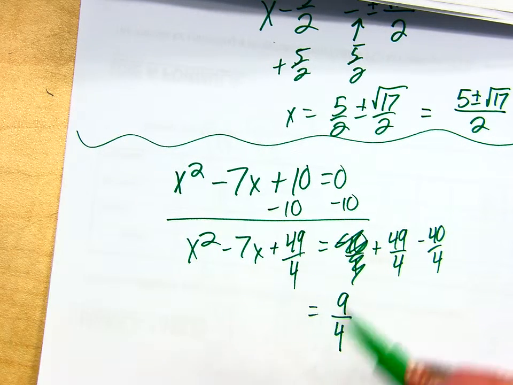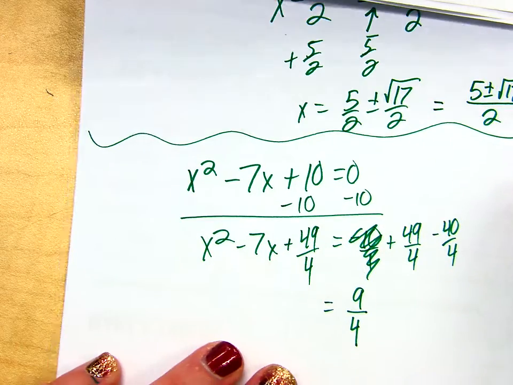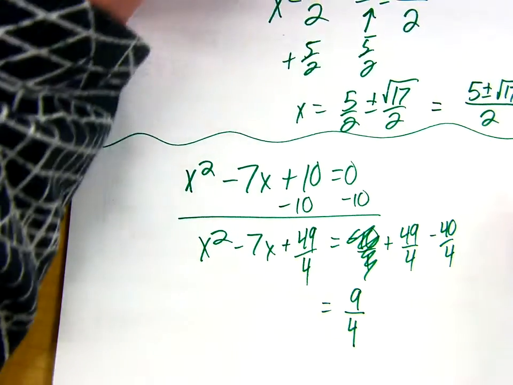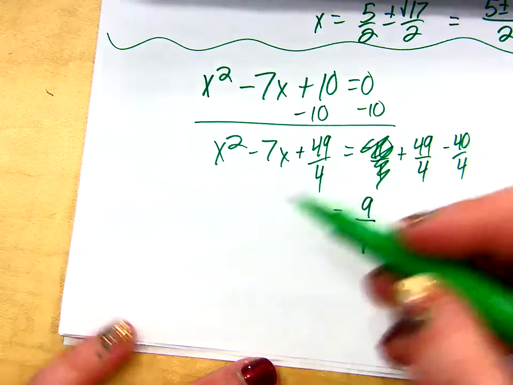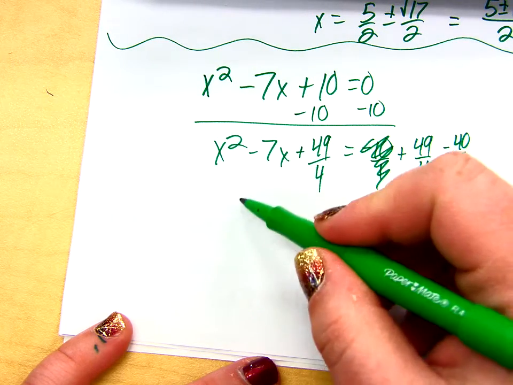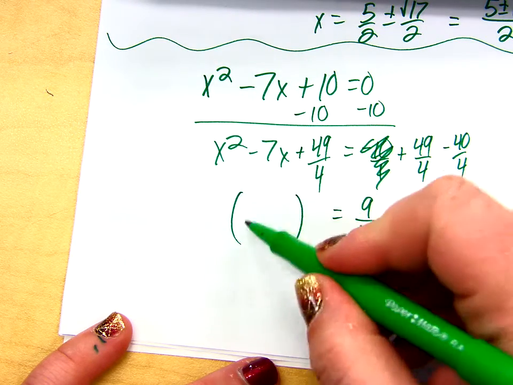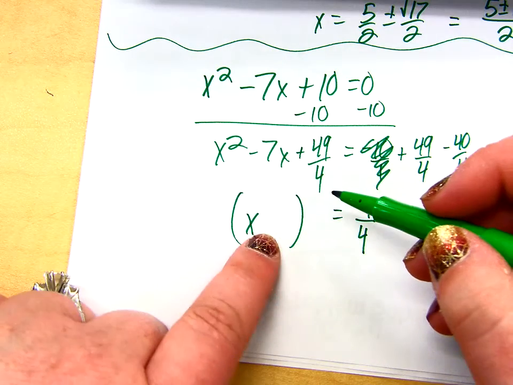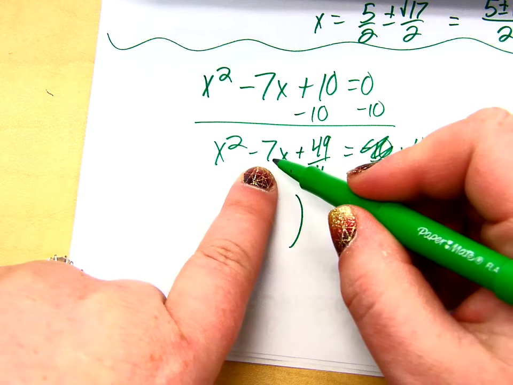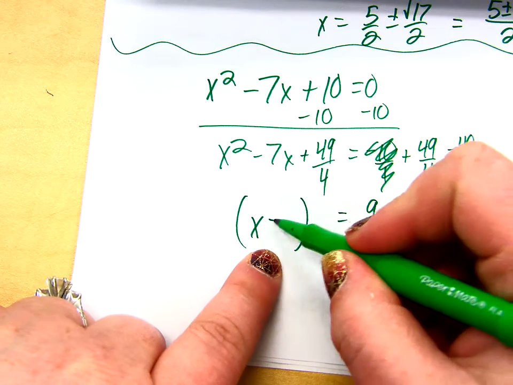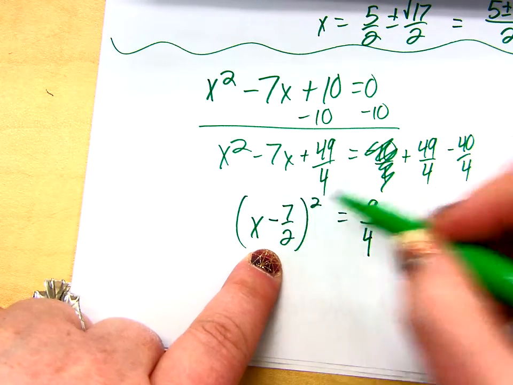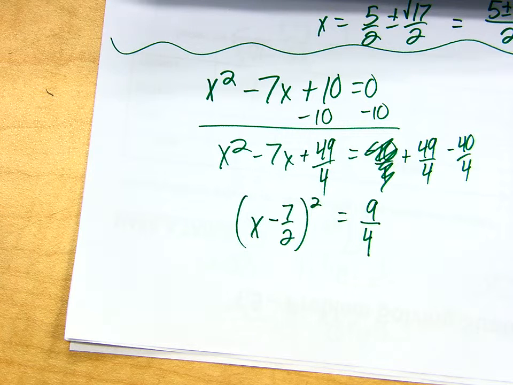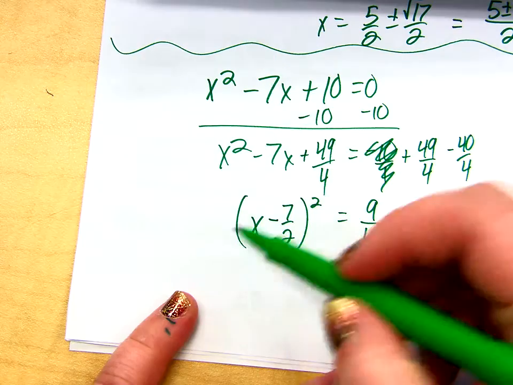9 fourths. Now, on the left, this is where we need to rely on the pattern, right? Because I don't know factors of 49 fourths that add to be negative 7, but the pattern tells me it's going to be 7 over 2. What's the sign? Negative. It's always half of that number, so it's just going to be negative 7 over 2. Always, always, always. All right, and then I just square root both sides.